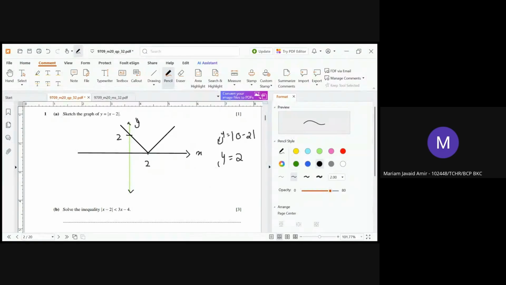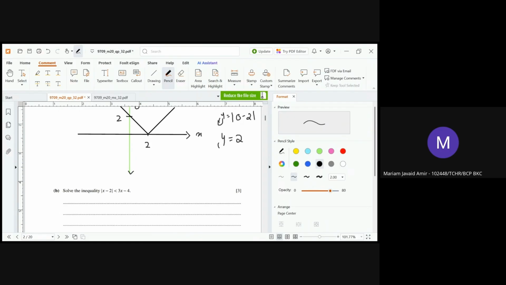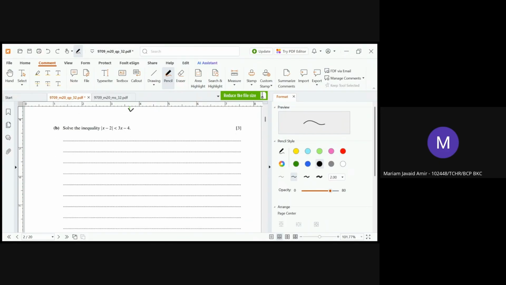Okay. Moving on to the second part, solve this inequality. Modulus of x minus 2 is less than 3x minus 4. Okay, let's start. What we'll do, we'll remove this modulus on the left-hand side and write plus minus instead, with brackets. Modulus is gone. Now we have brackets, and we're going to solve both of these inequalities, once with a positive sign and once with a negative sign.